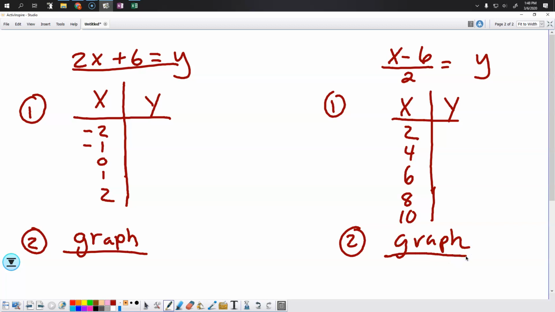I'd like you guys to do that one as well. So complete the table, plot the dots, connect the dots to make your graph. And what I'd like you to do is put them on the same graph, okay? Don't draw two separate graphs, just one x, y axis. So you have one graph with two lines on it, basically, right?